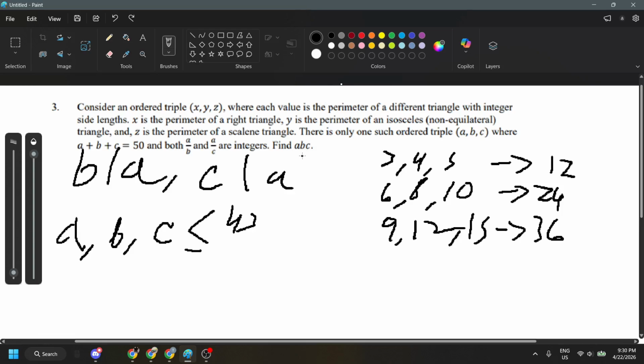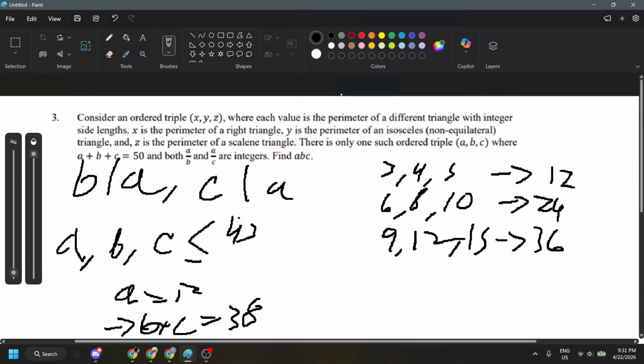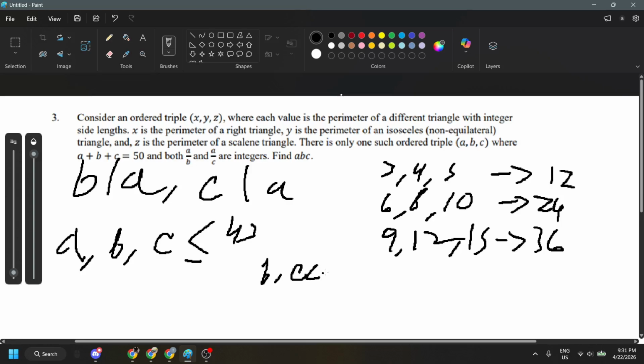Okay, so let's try, let's say A is equal to 12. Then that would mean that B plus C is equal to 38, which would mean, let's find a B value that works. Oh, both B and C need to divide A, which means that B and C must be less than A, so A has to be pretty large.